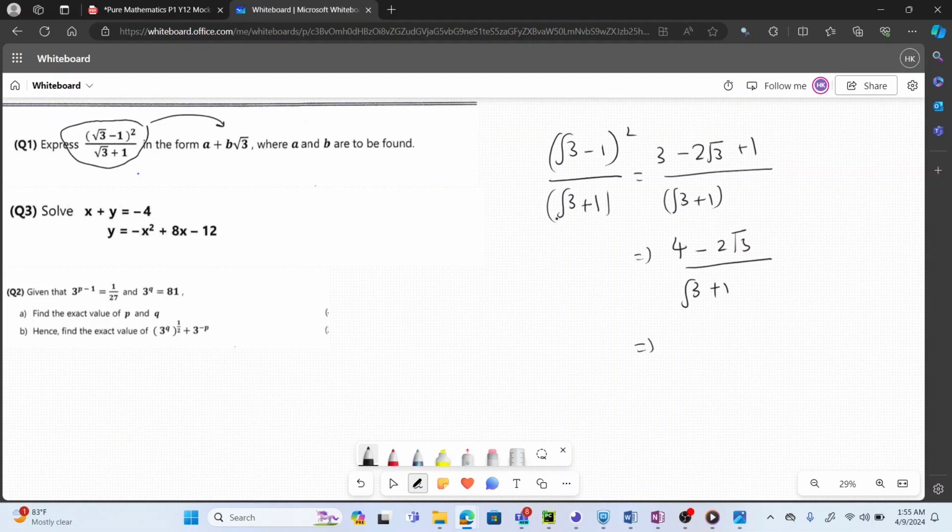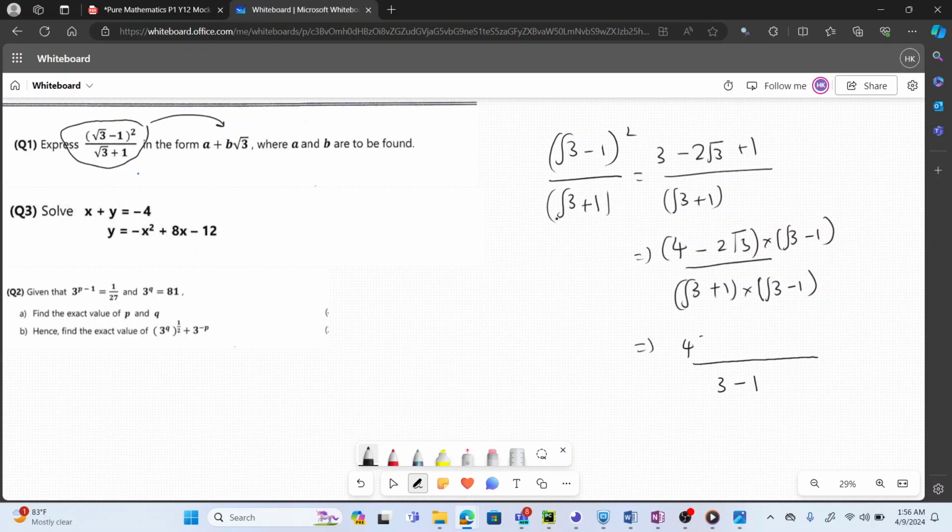Then I need to simplify this a bit more. So I'm going to multiply root 3 plus 1 by the conjugate of it, which will be root 3 minus 1, right? Then using difference of 2 squares, I can simplify my denominator, which will be root 3 squared minus 1 squared.